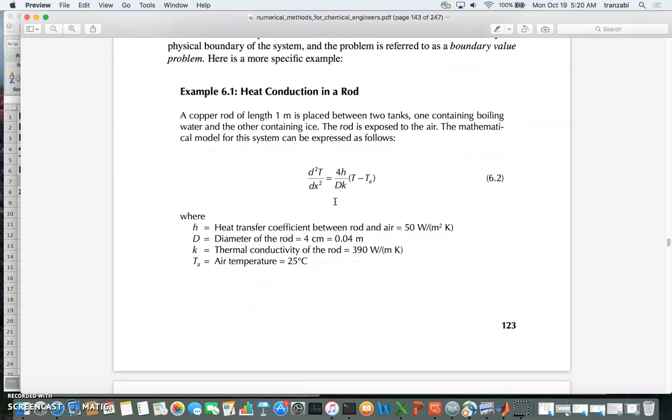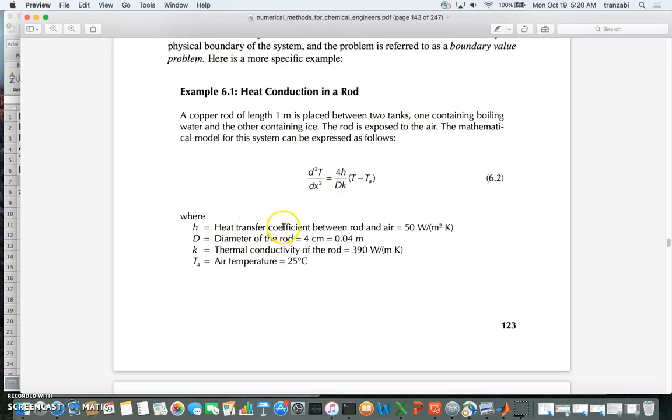Let's say we want to look at the heat conduction in a rod, and the governing equation is like this. It's a second order differential equation of temperature T with respect to x. So if you solve this equation, T would be the distribution of the temperature along the rod. For every x, we should be able to know how much the temperature is, right?